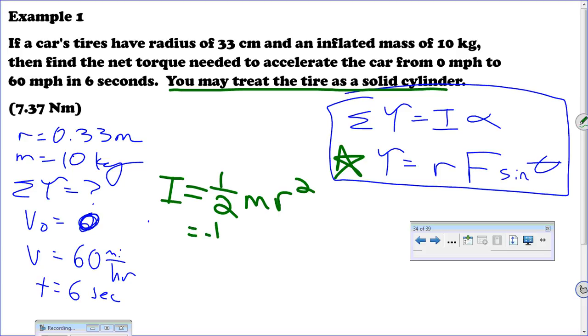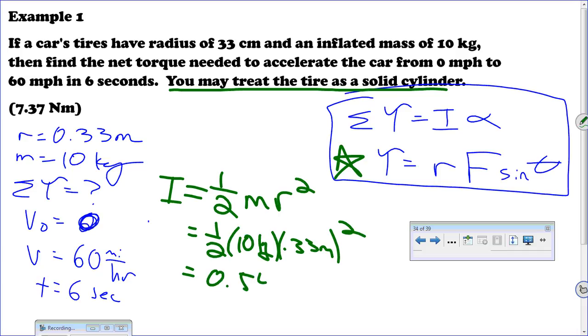So our I is going to be 1/2 of the mass of this thing, so 1/2 of 10 kilograms times our radius, which is 0.33 meters. Don't forget to square it. It's probably quicker for me to just recalculate it. 5 times 0.33 squared. There we go. So it gives you 0.5445. What are the units again, you guys?